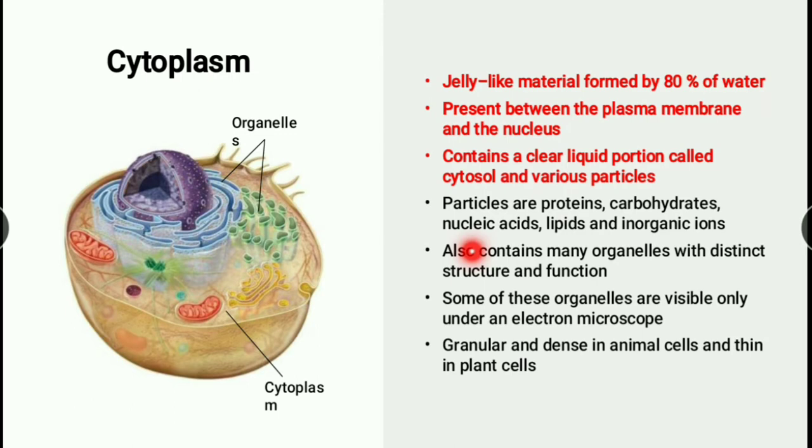And what all are there in the cytoplasm? Proteins, carbohydrates, nucleic acid, lipids, so many things are there. And it contains many organelles. So what are the organelles? Our mitochondria, Golgi complex, all these things. And organelles are visible only under an electron microscope. Okay, this is about cytoplasm.